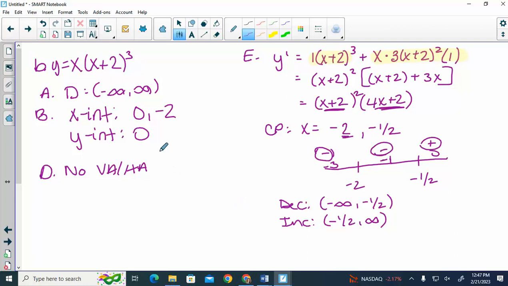Now we can do max and min. So, if you are decreasing and switch to increasing, what happens? Max or min? Min. X is -1/2. To get the y, you plug -1/2 into what we started with. And for the sake of time, I'm just going to tell you that was -27/16.